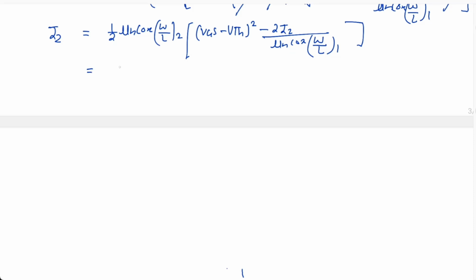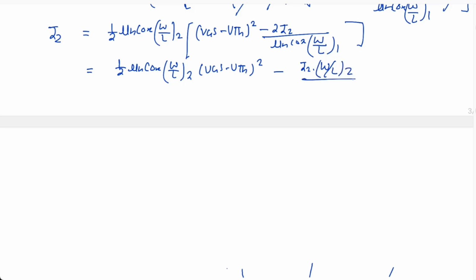So this will be 1 by 2 mu1 Cox W by L2 into (VGS minus VTH) whole square, and then minus, so this 2 will cancel out this one, this mu1 Cox will cancel out, so we will be left with I2 into W by L2 divided by W by L1.